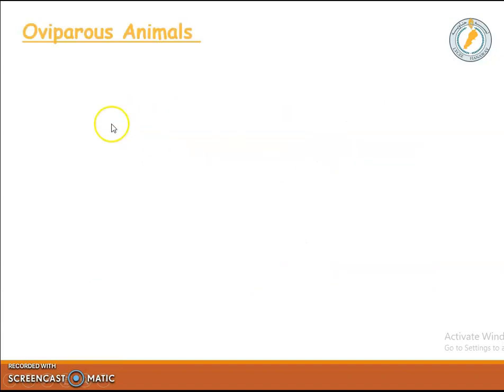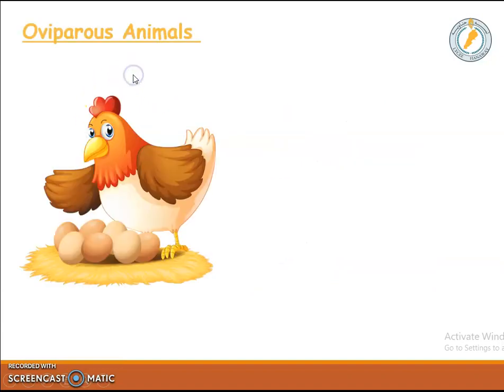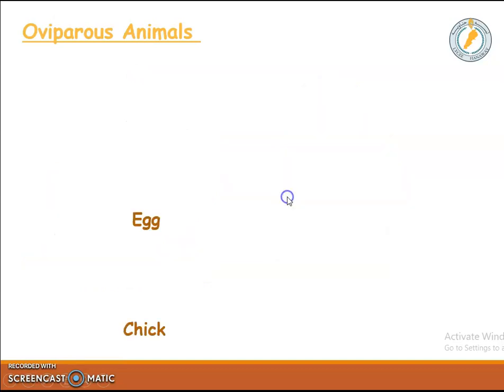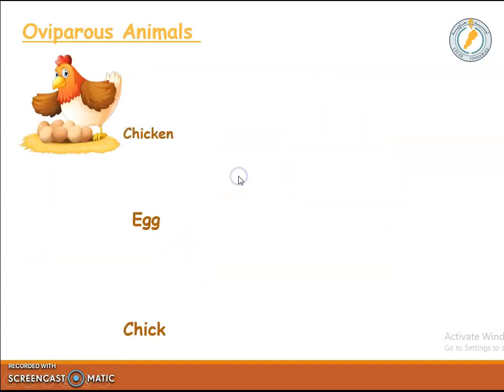Now let's move to talk about the oviparous animals. As we said, these animals lay eggs and the egg hatches later on to give us baby animals. Let me show you examples. Let's start with the chicken here. It lays egg and the egg hatches later on to give us a baby chick. So we have chicken, egg, then chick. It hatches from the egg, not from the belly.